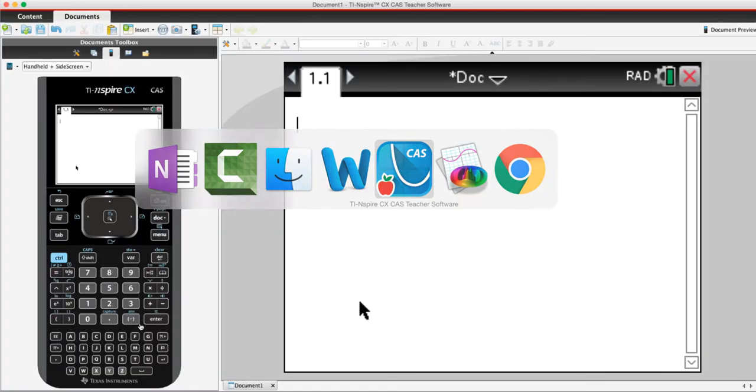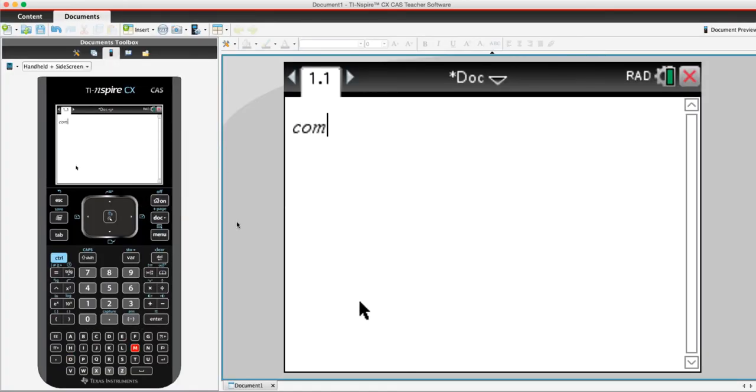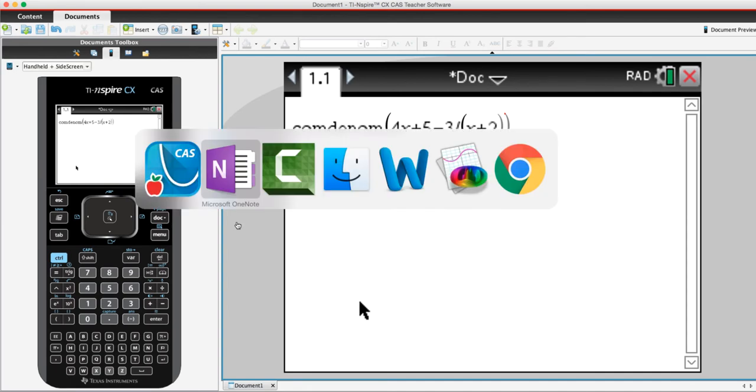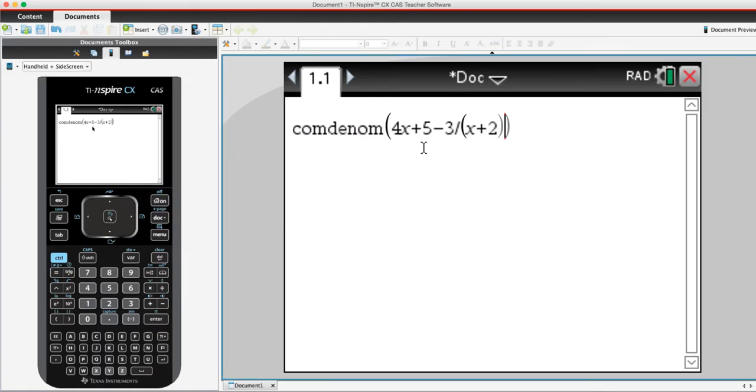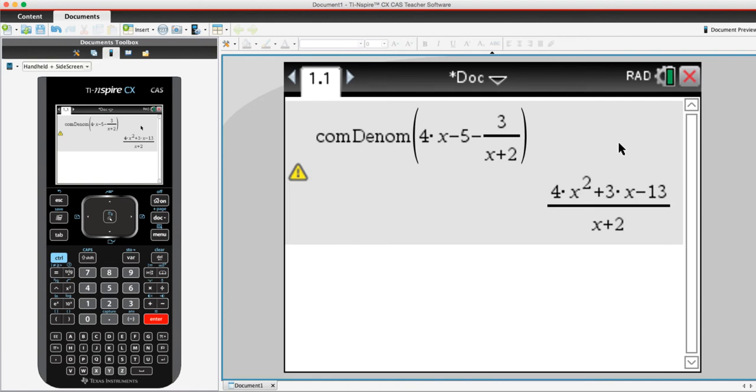And I'm going to use the TI Inspire, and I'm going to get a common denominator of 4x plus 5 minus 3 over x plus 2. Let's just confirm it was 4x plus 5 and not 4x minus 5. Yeah, it's 4x minus 5. Okay, so we'll put 4x minus 5, and notice that in the denominator I put that in brackets. So we get 4x squared plus 3x minus 13, all over x plus 2.